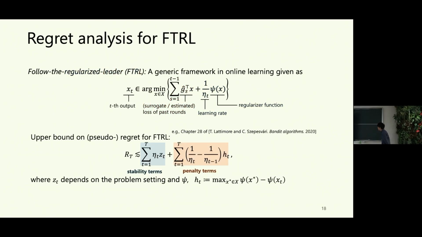And similarly to gradient descent, the regret upper bound for FTRL can be well analyzed, and the upper bound is decomposed into stability terms and penalty terms.